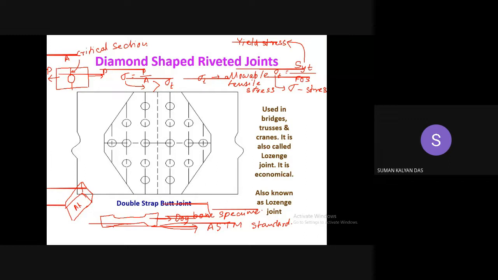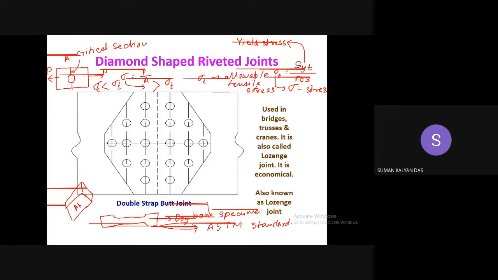So based on the component, we have to first decide as a designer which is the critical section, where is the maximum chance of the material failing, and then you have to design accordingly such that the stresses at the critical section always remain less than your sigma T. So sigma at this critical section, maybe sigma C, should be less than sigma T, so that the plate remains safe.